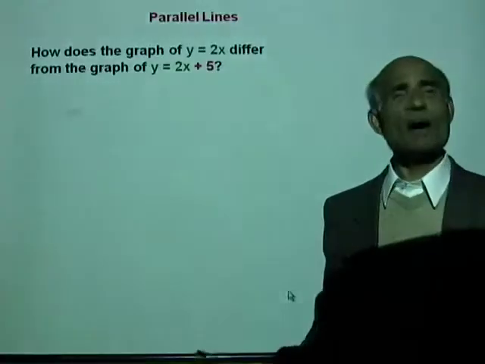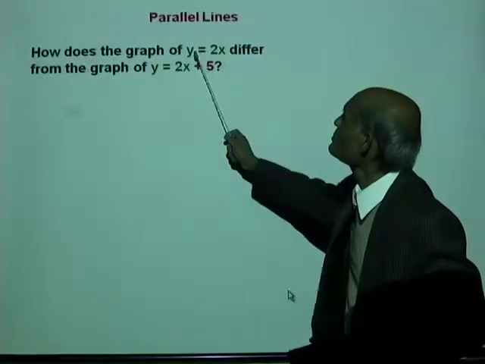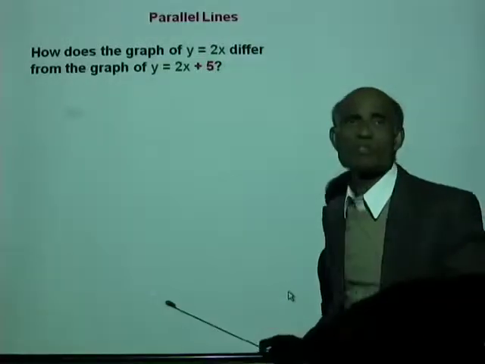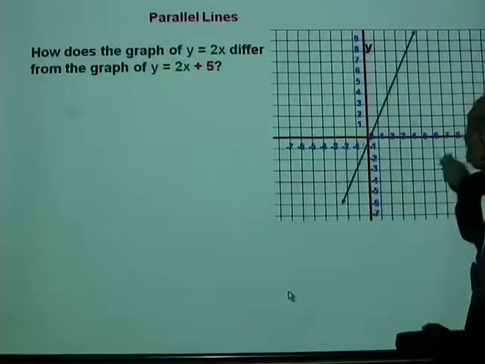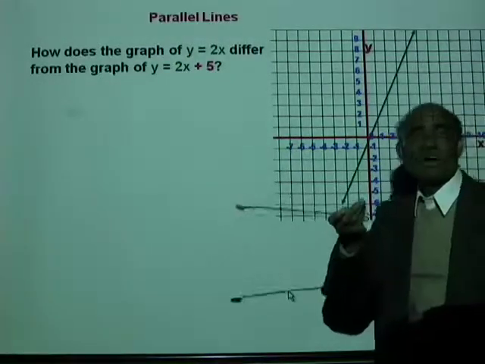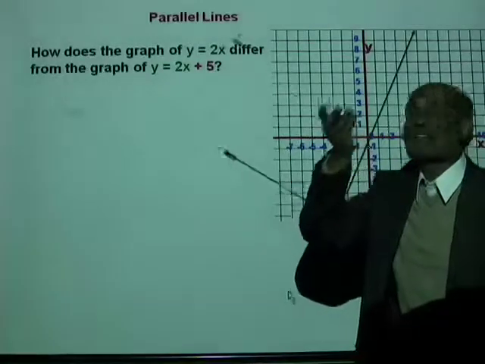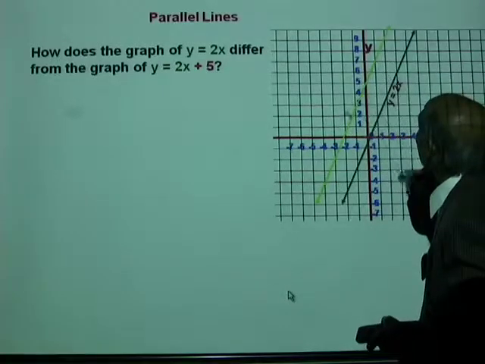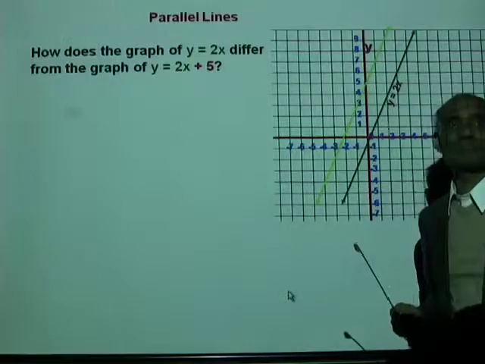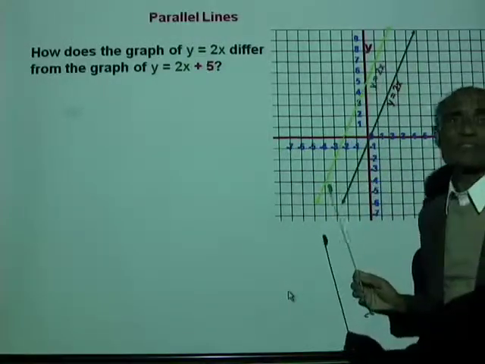We will now look at parallel lines. What are parallel lines? Let's look at the graph of y equal to 2x compared to the graph of y equal to 2x plus 5. This is the graph of y equal to 2x. And y equal to 2x plus 5 is obtained by translating it 5 places up. Now, that's the graph of y equal to 2x plus 5. You can see there are two parallel lines.